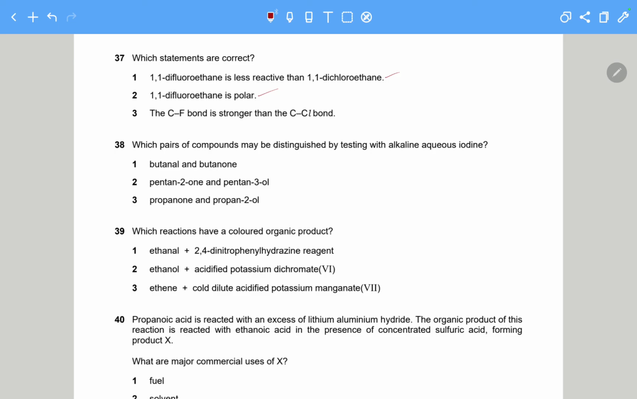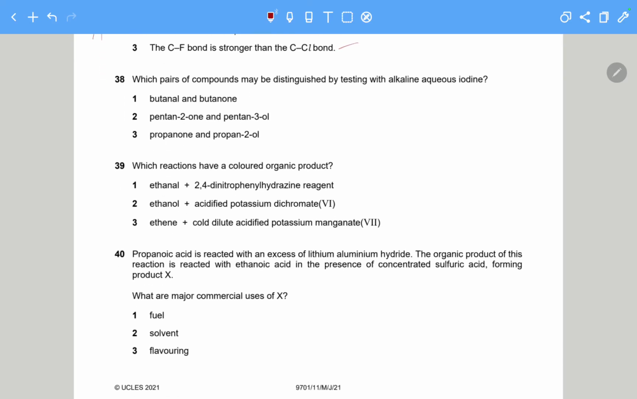The C-F bond is stronger than the C-Cl bond. That is correct as well because the C-F bond is more polar, and therefore the bond is stronger because it has a slight ionic component to it as well. And hence, because fluorine is more electronegative than chlorine, and all these things combined, A will be the correct answer.